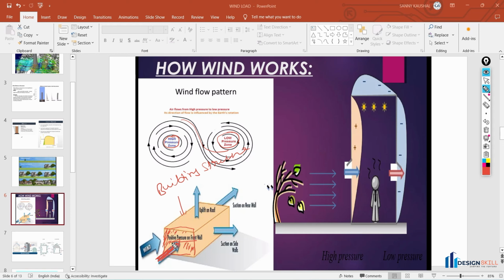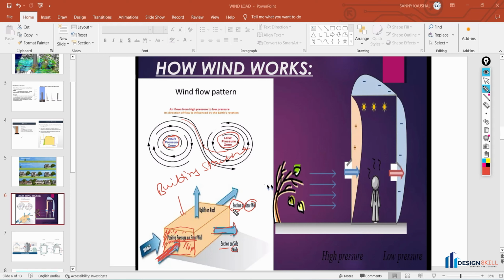Now if the positive pressure is created in this front wall, then at the rear wall a suction is created, and also suction will be created on the side wall. Here also you will find that this suction is getting created. So if the positive pressure is created here, then negative pressure is created. So suction is nothing, it is negative pressure only.